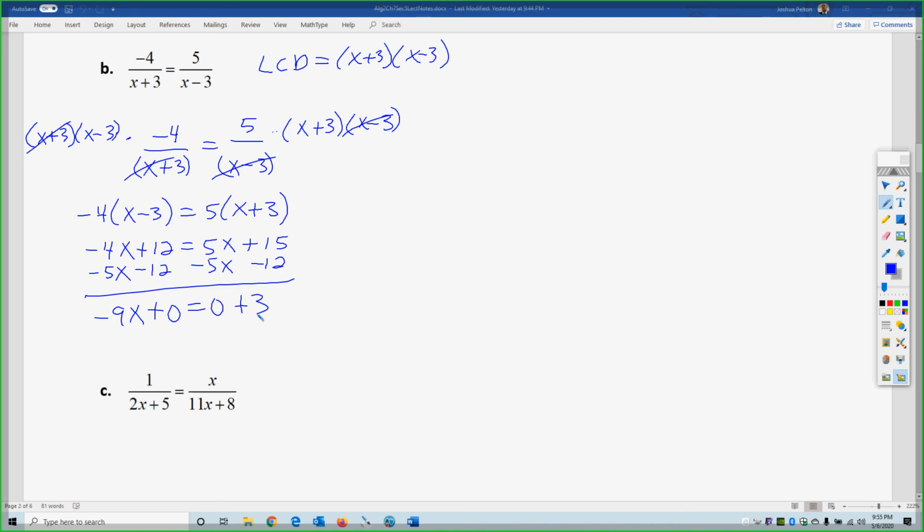So it's -9x equals 3. So if I divide by -9, x equals -1/3. And if you plug that back in, you'll notice that it does work and give you the solution. Okay, one more.